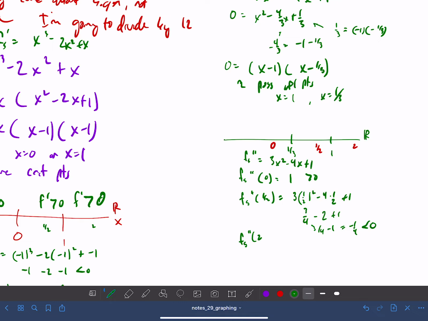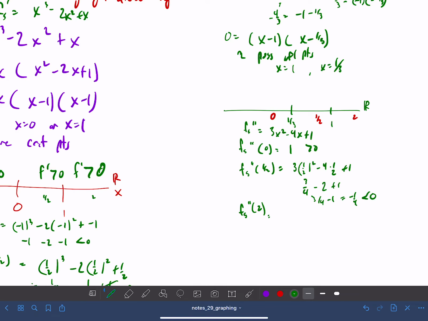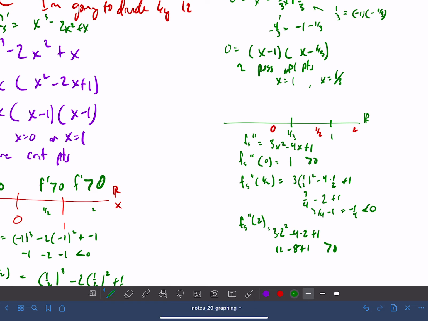We'll use our third test point. It's 3 times 2 squared minus 4 times 2 plus 1. 12 minus 8 plus 1, that's bigger than 0. So I know that f double prime is bigger than 0 here. F double prime is less than 0 in the middle, and f double prime is bigger than 0 on the last. Concave up, concave down, concave up.